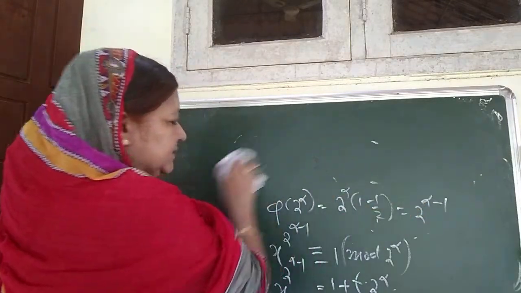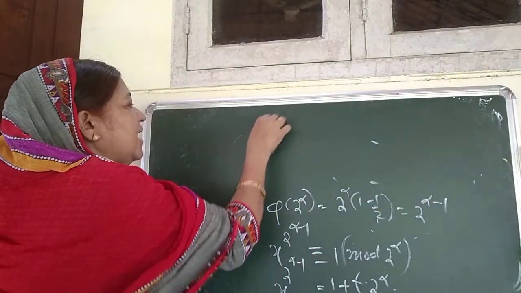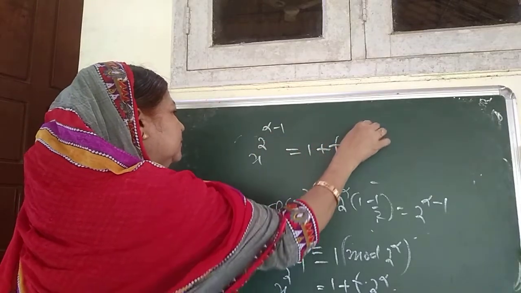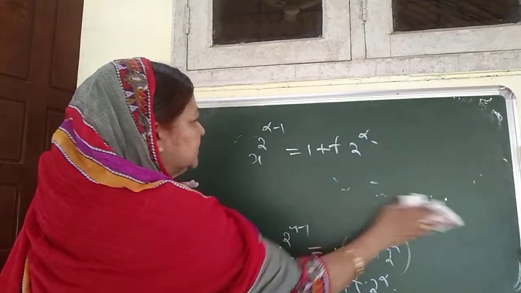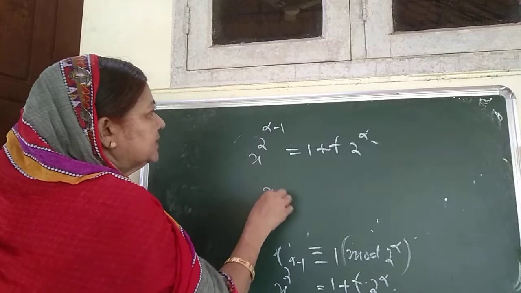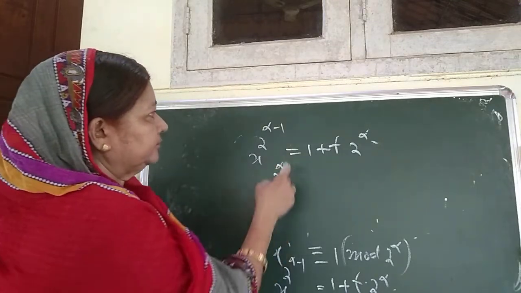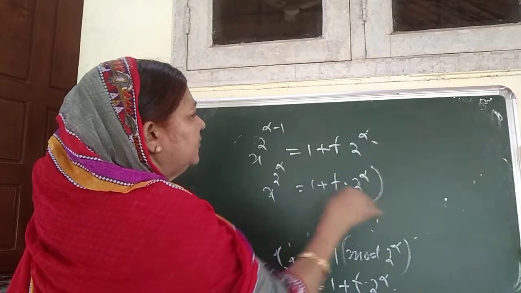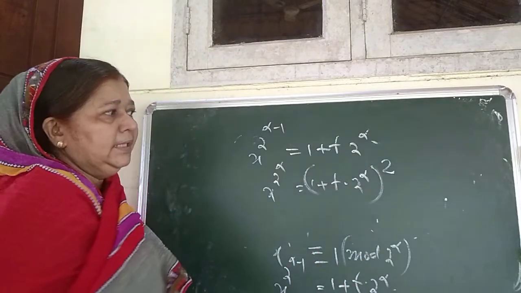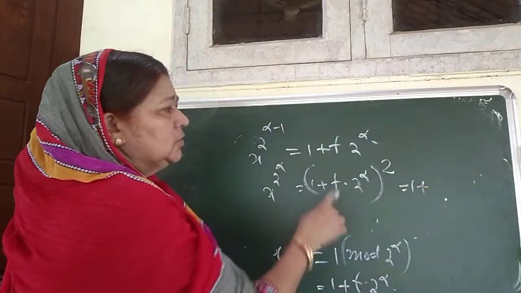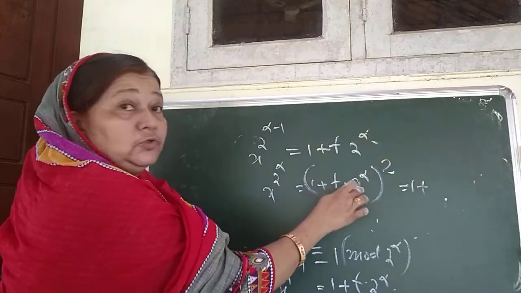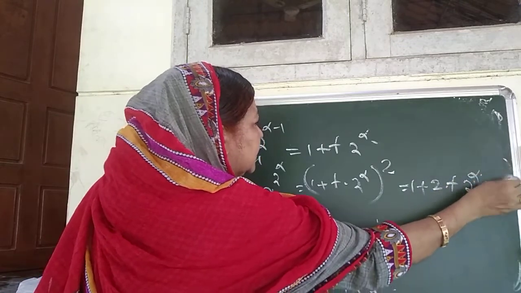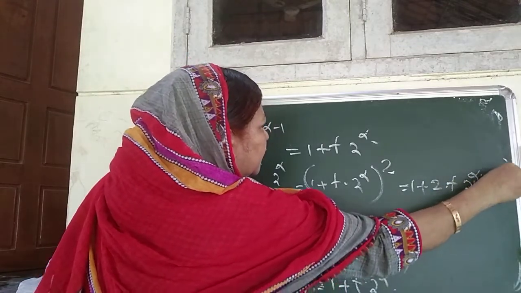Therefore, we get x raised to 2 raised to alpha minus 1 is equal to 1 plus t into 2 raised to alpha. We can square both sides. Squaring, we get x raised to 2 raised to alpha equal to 1 plus t into 2 raised to alpha, the whole square. That is equal to 1 plus 2 into t into 2 raised to alpha plus other terms containing 2 raised to alpha plus 1.